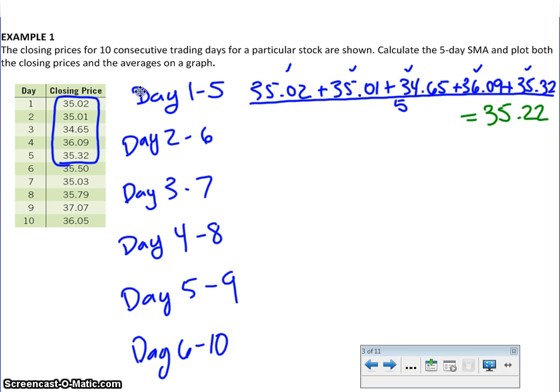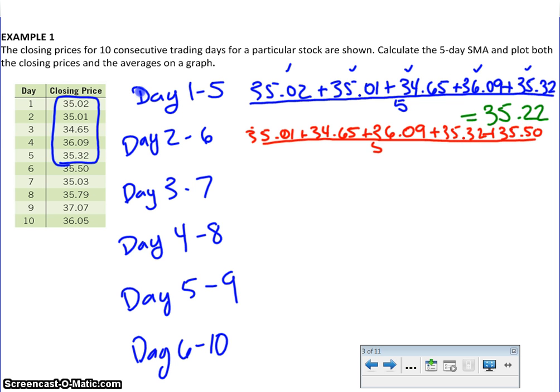So basically, it's just doing the same thing. So go ahead and follow along with me so that you can keep caught up, because I'm going to go very fast with this. We have 35.01 plus 34.65 plus 36.09 plus 35.32 plus 35.50. Again, all of that divided by 5, and I end up with 35.31 as the average for that second day.